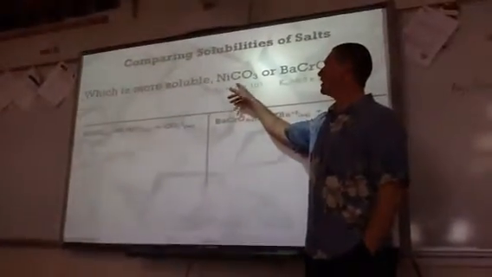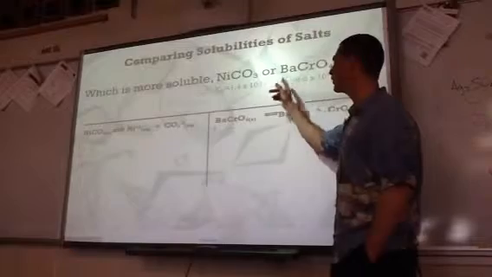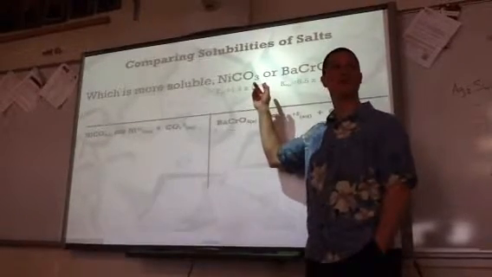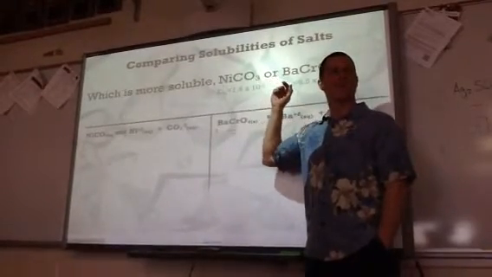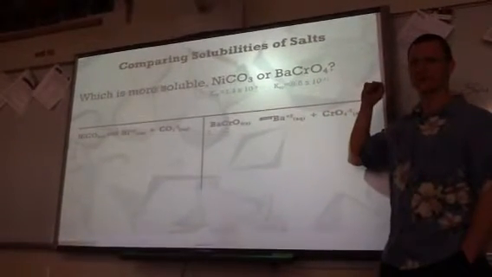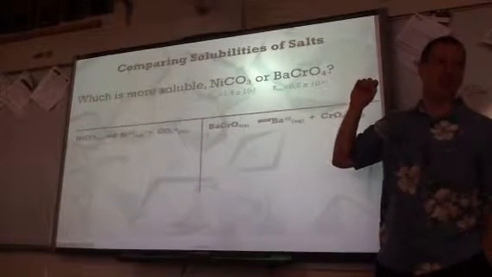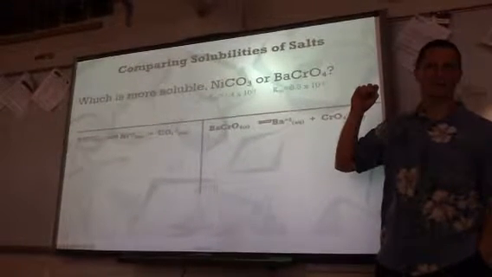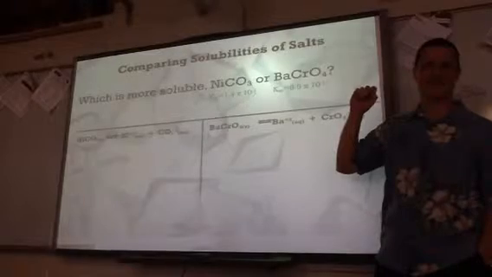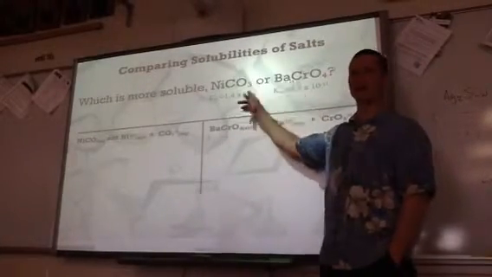You have a comparison. Which one is more soluble, nickel carbonate or barium chromate? And you're given the KSP values. Can you just compare the KSP values and tell which one is more soluble? In this case, you can. It's a 1-to-1 ratio. Everything's 1-to-1. Yes, it does depend on the coefficient.